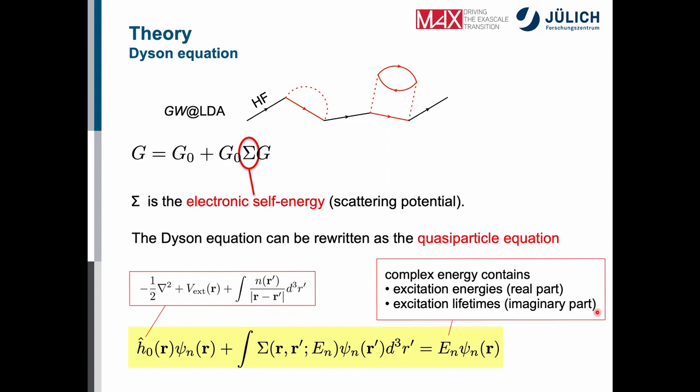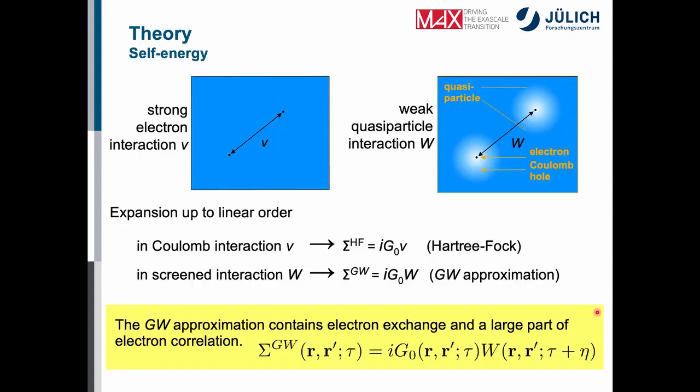At this point, we have only defined the self-energy theoretically, but we do not have a working approximation for it yet. A popular approximation is the GW self-energy, which I want to motivate now. If you expand the self-energy in the bare Coulomb interaction, V, and only retain the linear term, you end up with the self-energy G0 times V. This is nothing else than the Hartree-Fock approximation. However, as we know, Hartree-Fock is a poor approach for extended electronic systems.